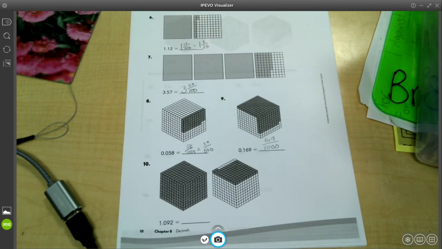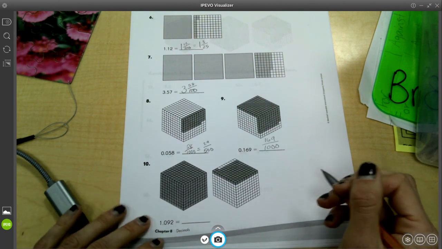169 might be a prime number. 169 divided by... I think it's prime. I think we're going to leave it.